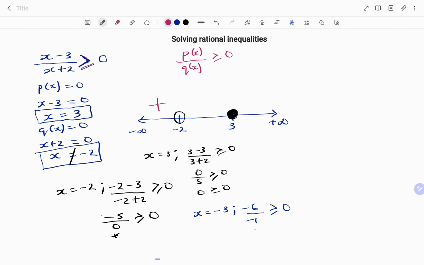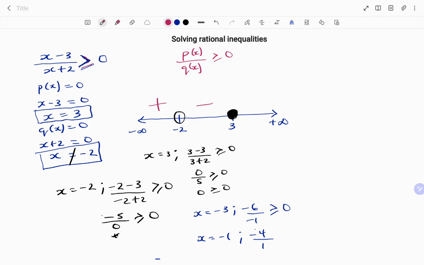Now let's test the next region, which is this region. In this region, let's pick a value x equals to minus 1. If x equals to minus 1, if we slot it back into the inequality, we have at the top minus 1 minus 3, that's minus 4, over at the bottom, minus 1 plus 2, that will give us positive 1. The value here, minus 4 divided by 1, is a negative value, which is not equal to or greater than 0. So if you have a negative value here, I'm going to put my negative value here.